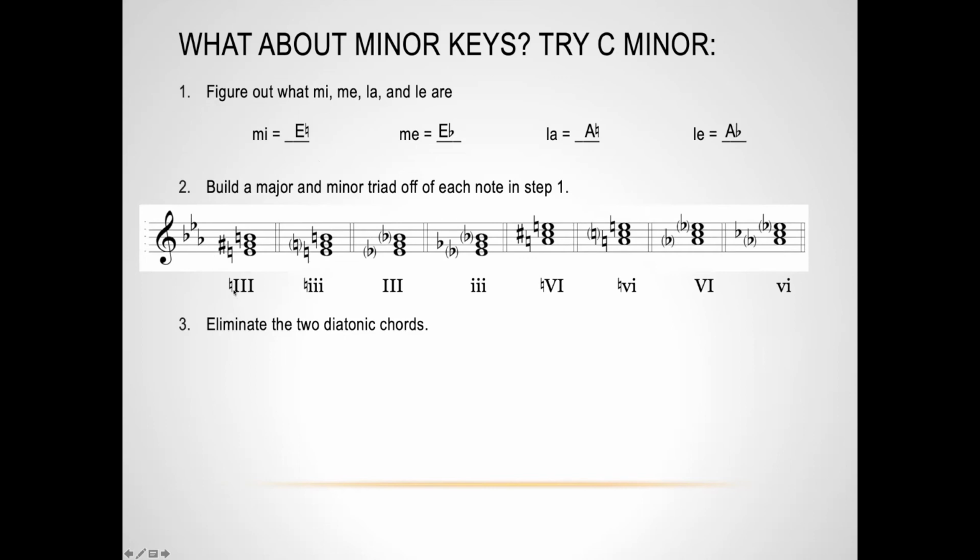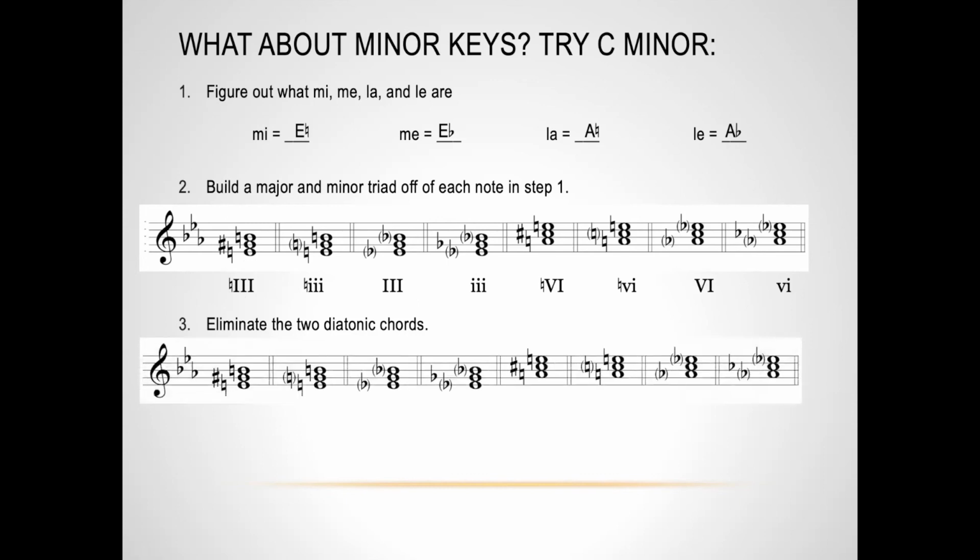Instead of using a flat sign to show a lowered root, I'm now using a natural sign to show a raised root. Since the diatonic scale degree 3 in C minor is E flat and not E natural, these have no modifier because they're built on E flat. But these two have to have a modifier because they're built on mi, or the raised form of scale degree 3. And the same thing happens here with the 6 chords.